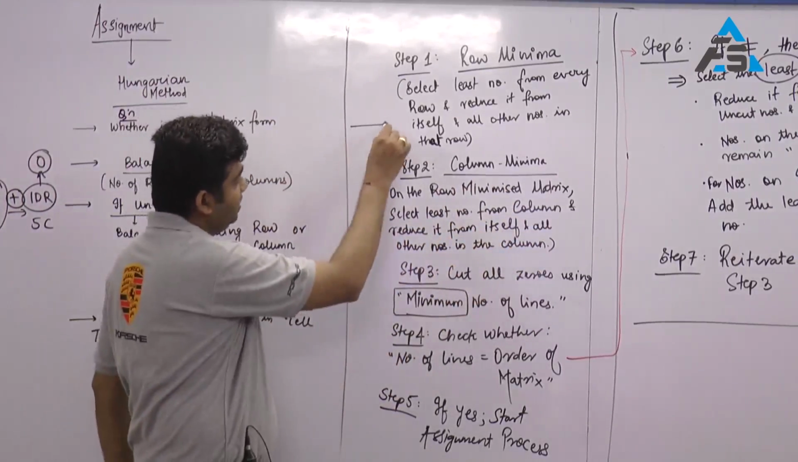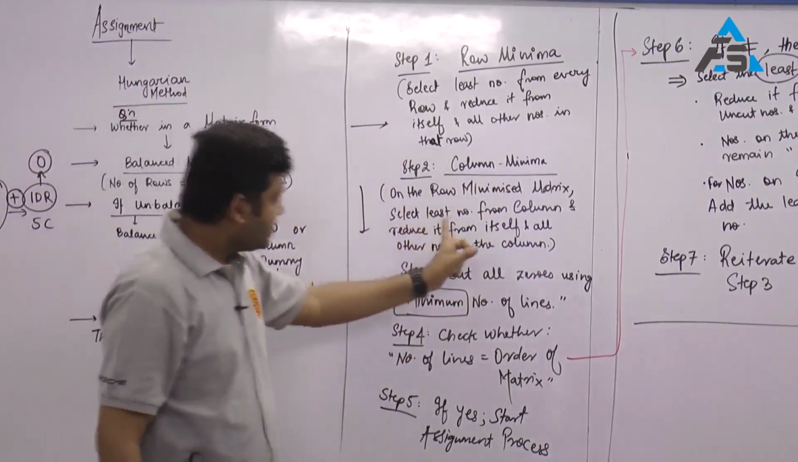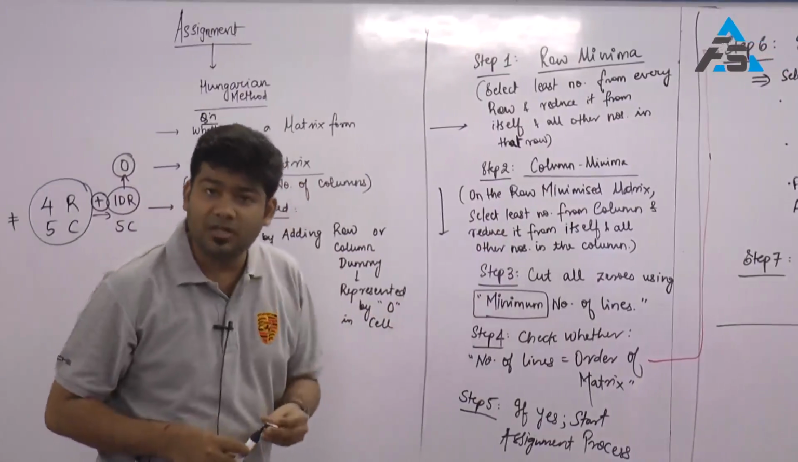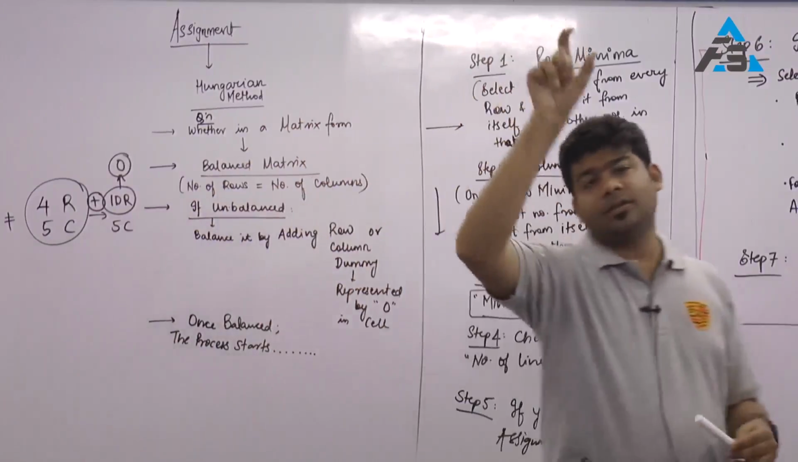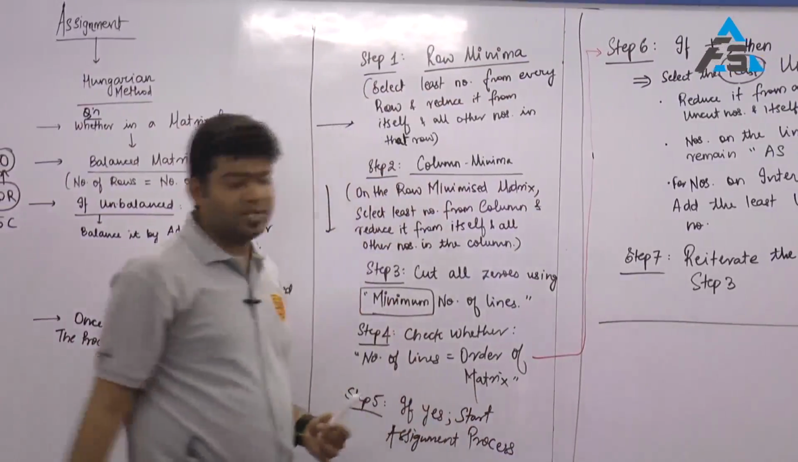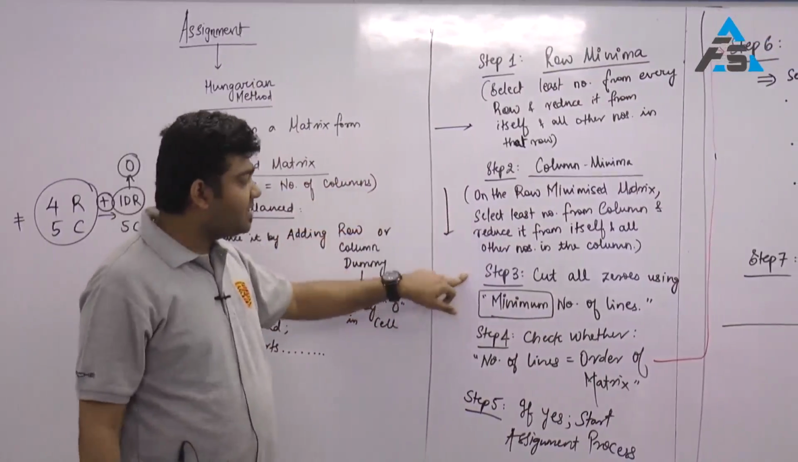So now I will select the column and reduce it from itself and all other numbers in the row. So this is how a row is represented, this is how a column is represented. Select least number from the column and reduce it from itself and all other numbers in the column. And if there is a 0 already there in the column, then the numbers in the column will remain as it is, because 0 when reduced from any other number, the number will retain itself. Step 3.